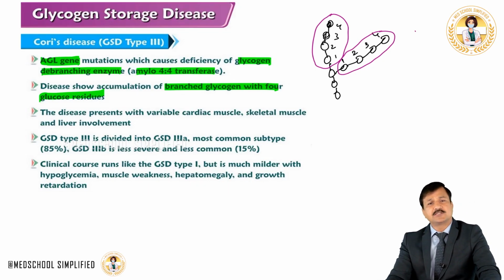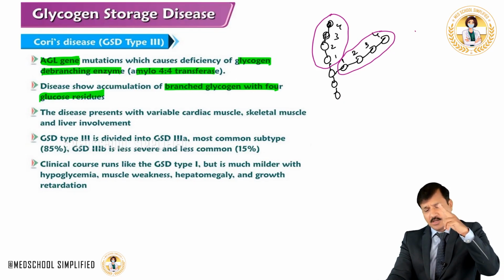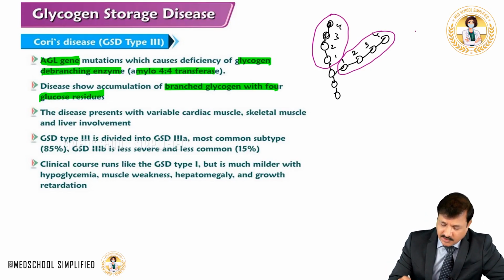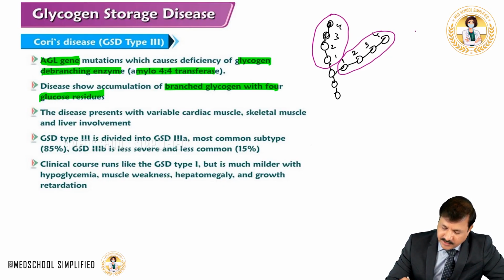Now comes the debranching enzyme. What this debranching enzyme does is it takes 3 glucose residues from one of the branches. So what I will do now is color it differently so that you can follow where it is going to cut.